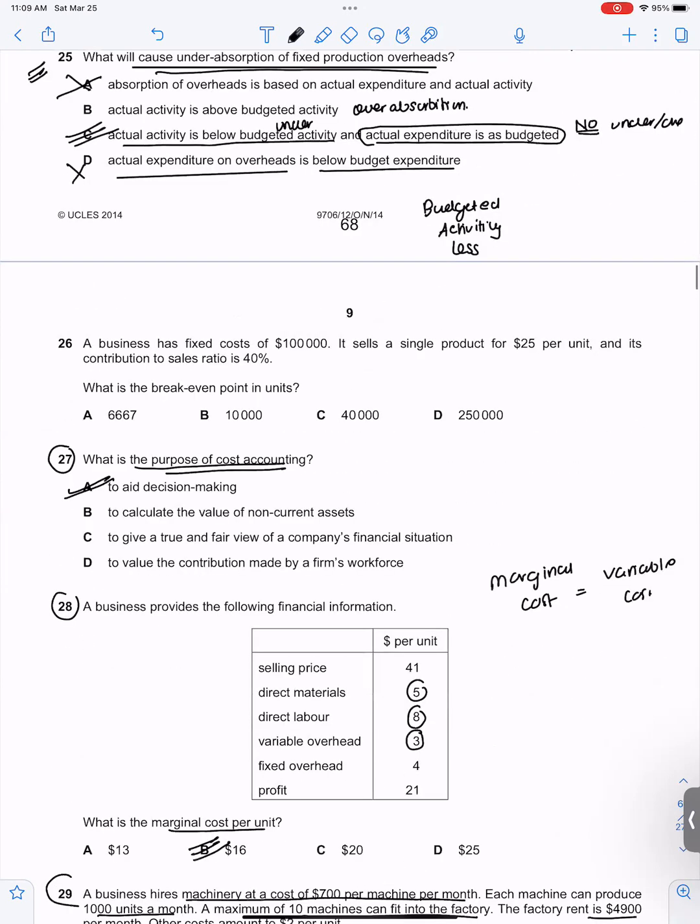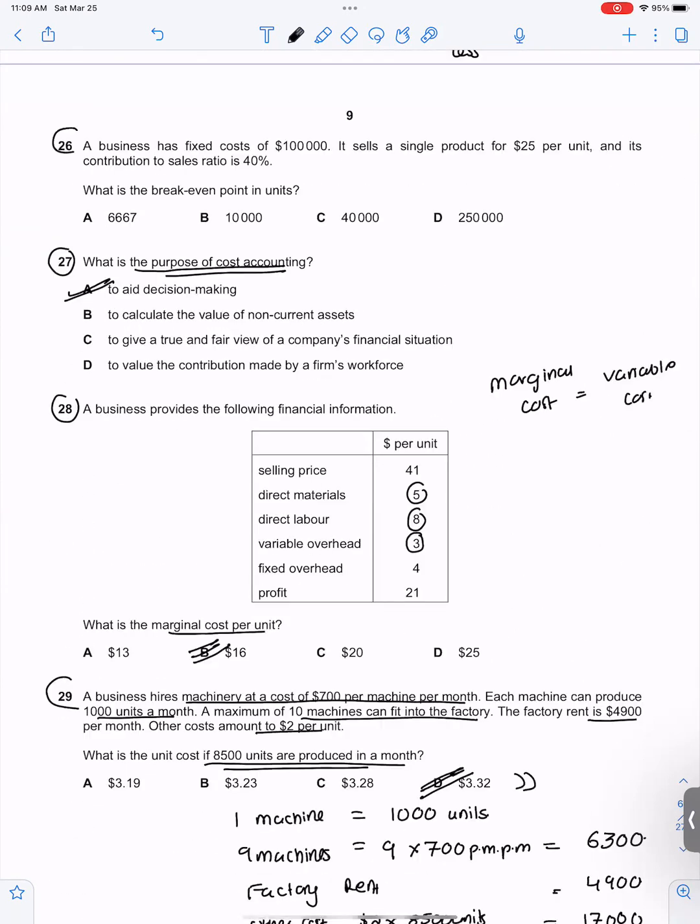Okay, question 26. A business has fixed cost of 100,000 and sells a single product for $25 per unit, and its contribution to sales is 40%. You have to find the break-even point in units. First you will find the break-even point in sales revenue, since you have the contribution to sales ratio. So 100,000 upon 40% will give you 250,000.